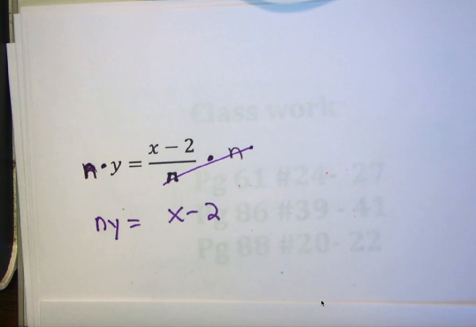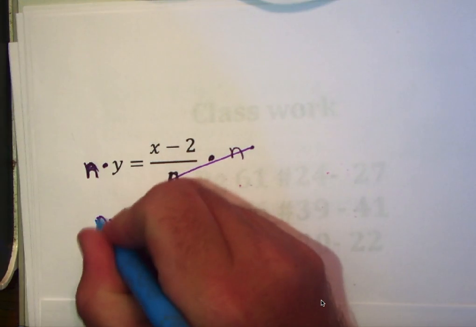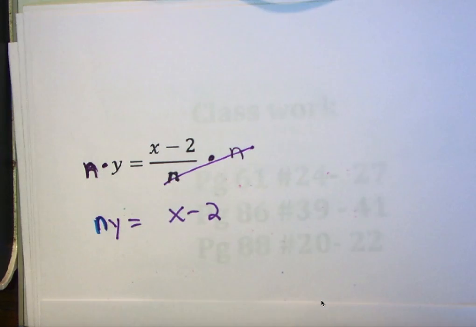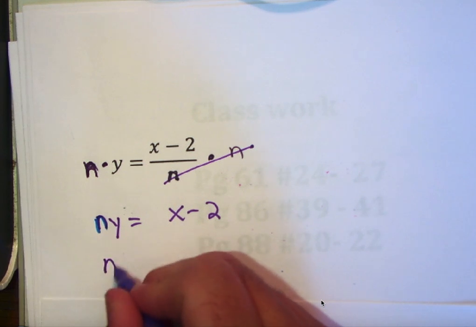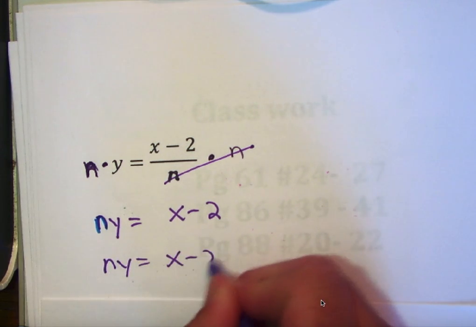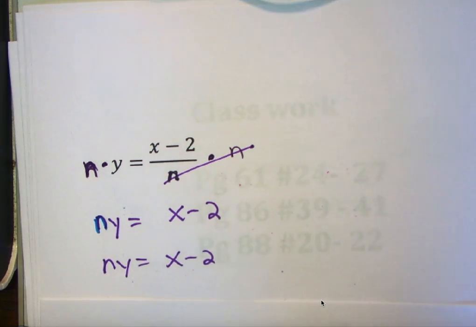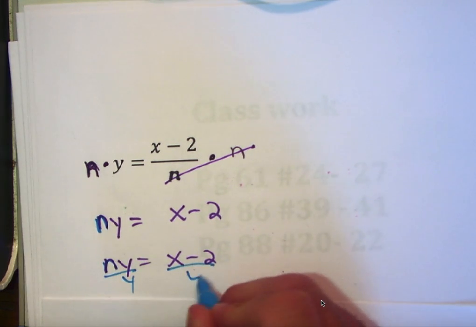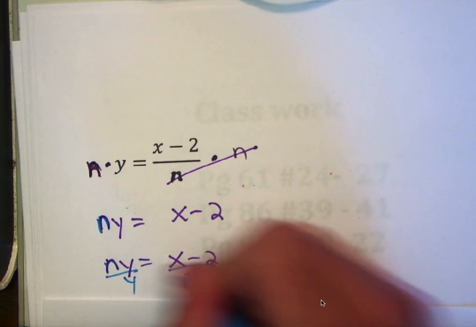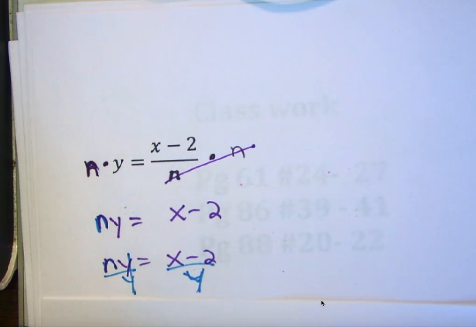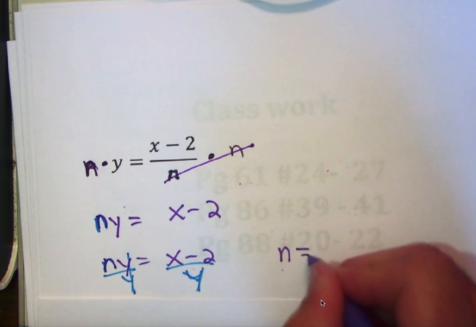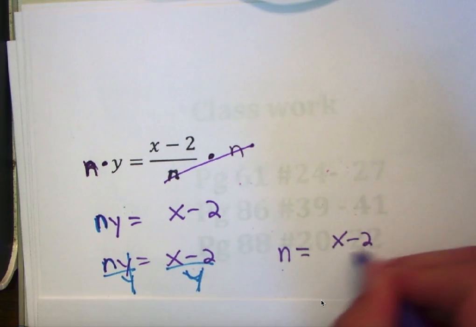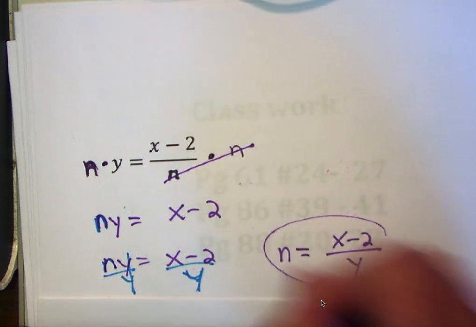Well, what are we solving for again? N. That's right. So here's n. So we will divide both sides by y. y divided by y cancels. It's 1. You get n equals x minus 2 over y. There you go.